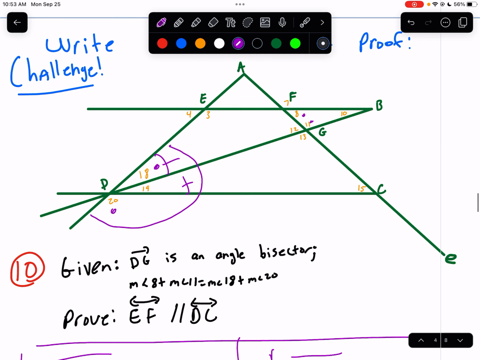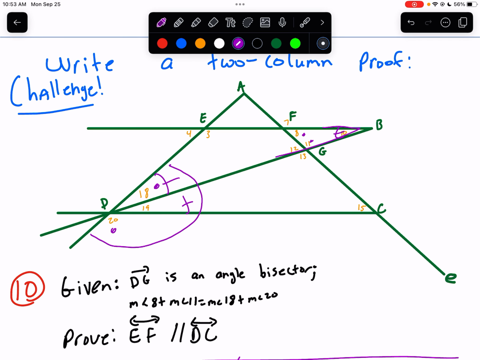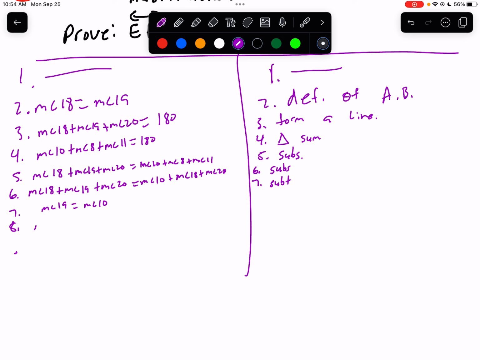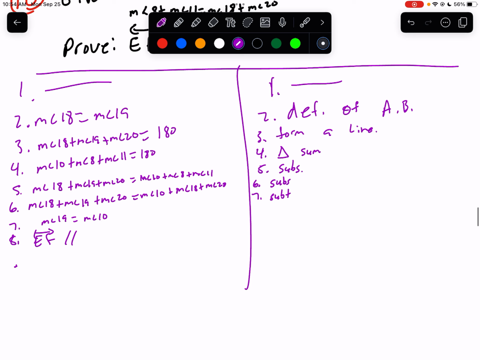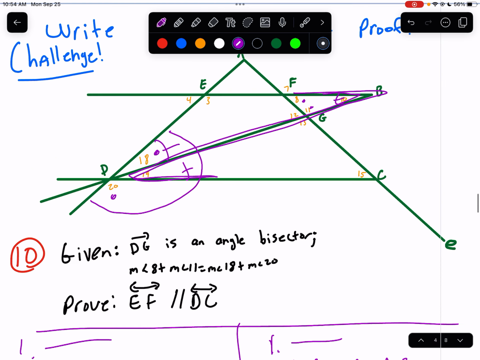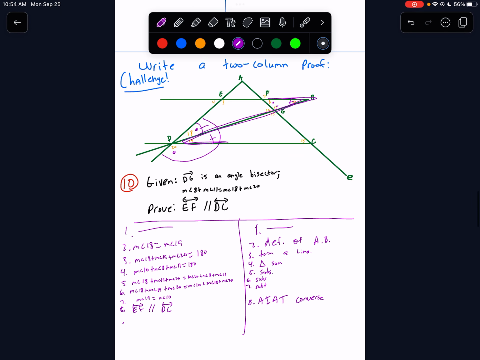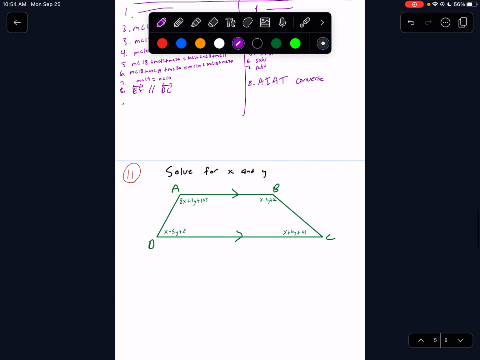Well, if 19 and 10 are equal, look at those. If 19 and 10 are equal, does that mean our lines are parallel? And the answer is yes. So we now know that EF is parallel to DC. And what kind of angles are those? They make the letter Z. So that's the alternate interior angle theorem's converse. Whew. There we go. That's a tricky one.